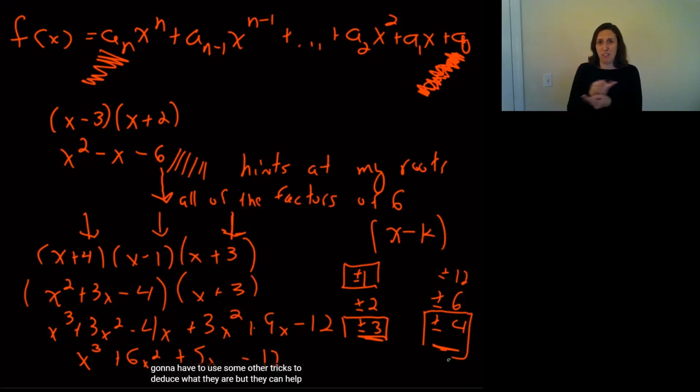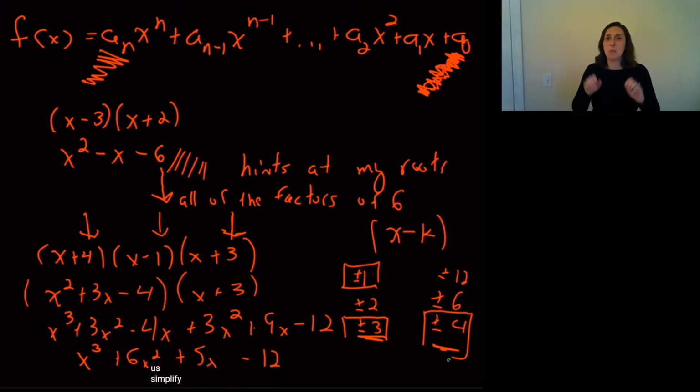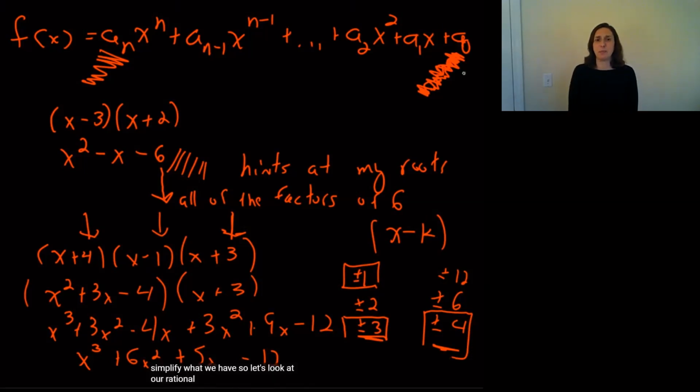But they can help us simplify what we have. So let's look at our rational zero test, and this will help us find this. It is taking this trailing constant and this leading coefficient.